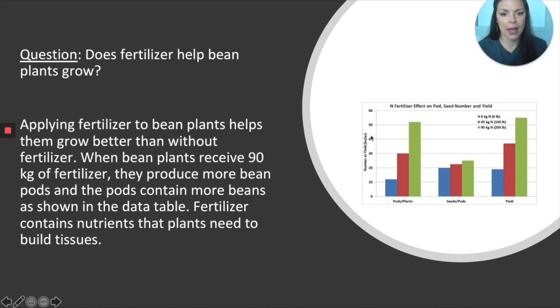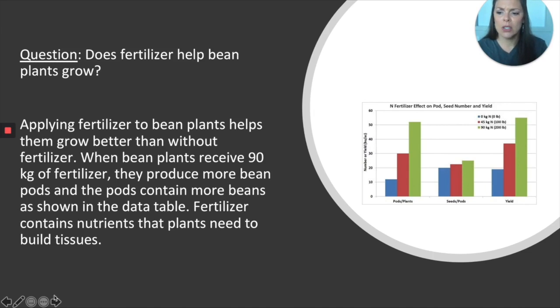When I look at my y-axis here, this is going to be the number of each. So we can look at this, and in each set of data, the green bar is the tallest. When I look at the key, the green bar relates to the 90 kilograms of nitrogen, and when I look at my key, I see that 90 kilograms is the most of the three choices. So we have 0, no fertilizer, 45, and then 90.